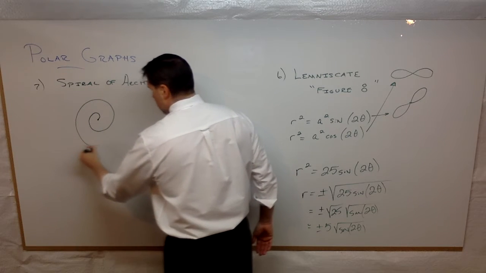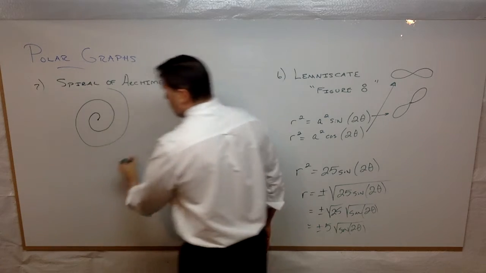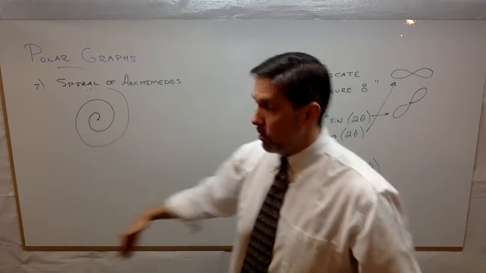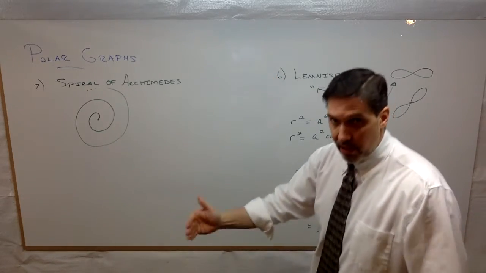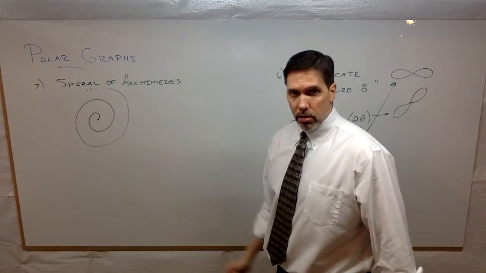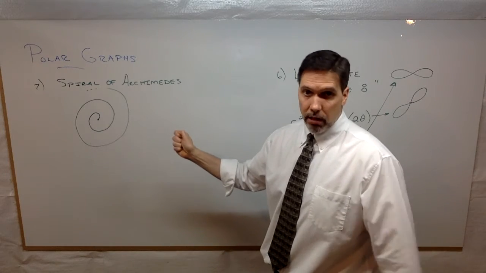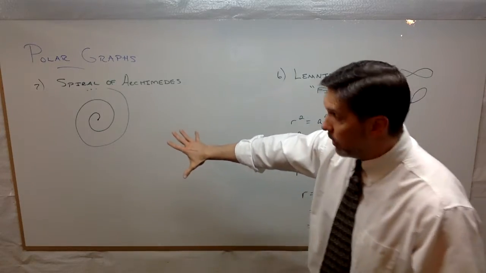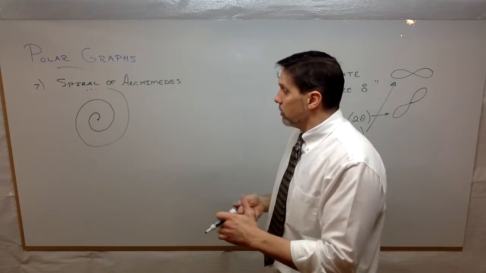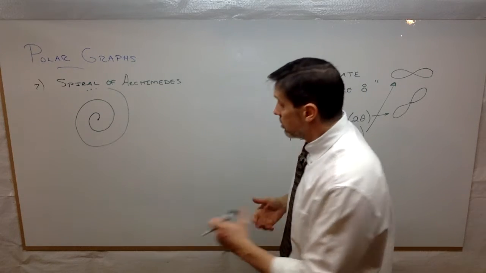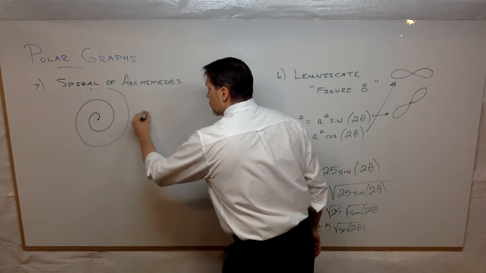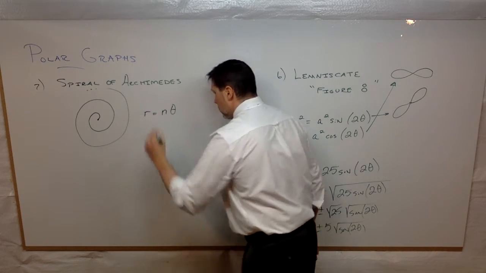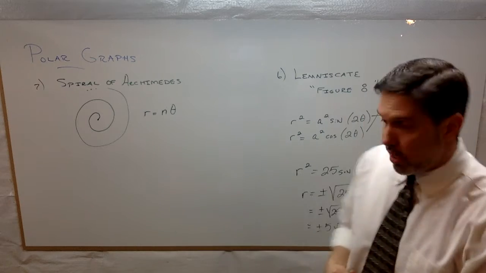Not once, not twice, not 3 times, but it keeps spiraling out to infinity, depending on how big your theta max is. If you just go 0 to 360, well, it's only going to spiral until the calculator gets to 360. You go 0 to 720, well, it's going to keep spiraling until you get to 720. So however big you want the spiral, it depends on your theta max. So the equation is actually very, very simple. It's r equals n times theta, some integer times theta.